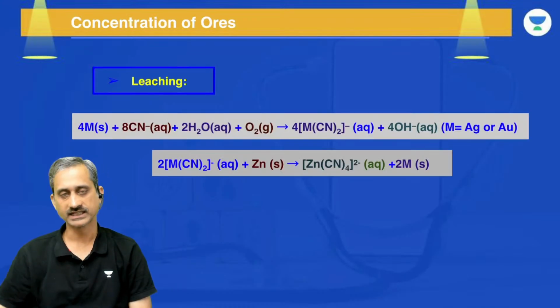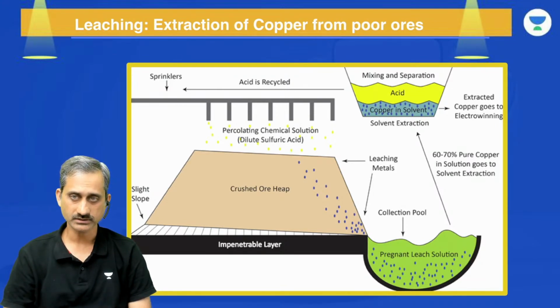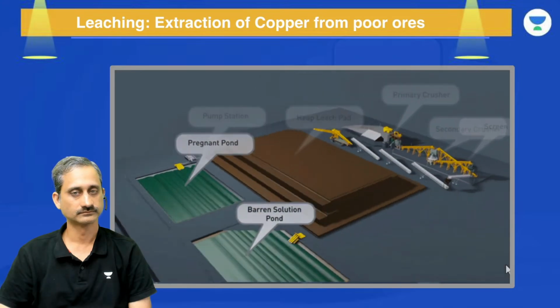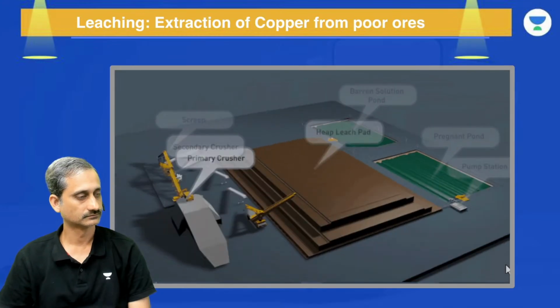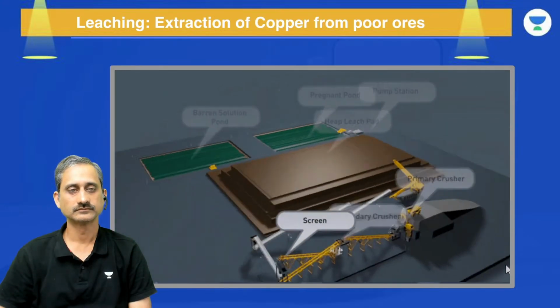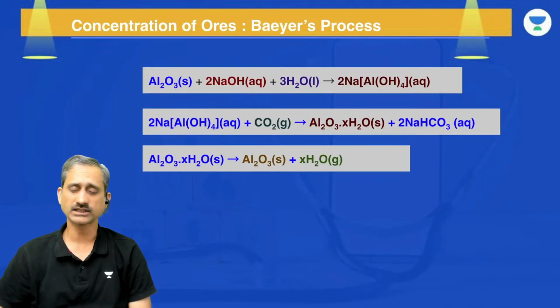So we have just done the MacArthur forest cyanide process. Any confusions here? And this is the very rare or very poor source of copper. Any confusions, anybody? Now, Bayer's process. These are the reactions of Bayer's process.